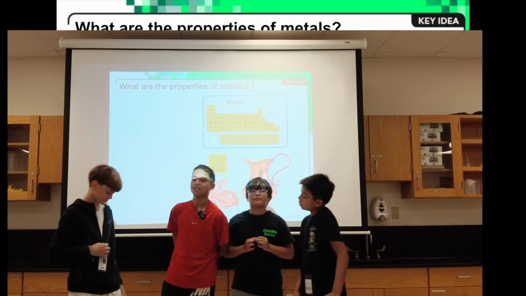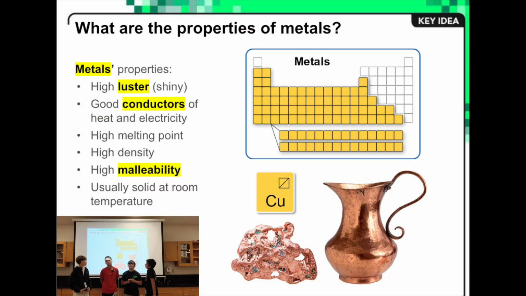Liam, where can you find the metals on the periodic table? You can find metals in the periodic table in the middle. Okay, Ezekiel, what is an example of a metal? An example of a metal is copper. Okay, James, what are the properties of metals? Metal properties have high luster. Luster means shiny. Good conductors of heat and electricity. It has a high melting point, high density, and high malleability. Usually solid at room temperature.